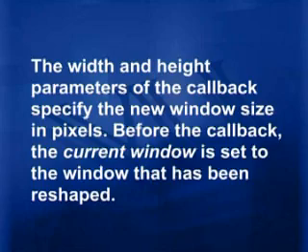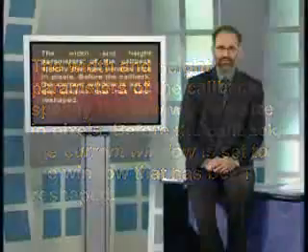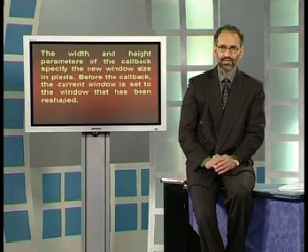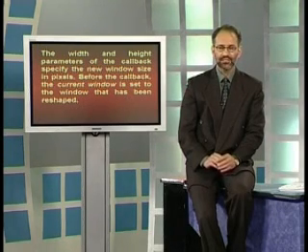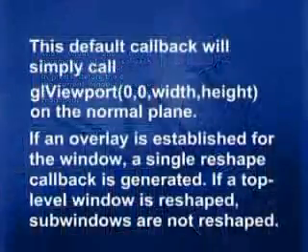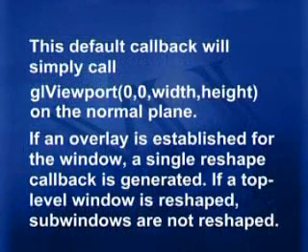So before the associated callback is made, current window जो है वो reshaped window पे set हो जाती है. According to the given integer values for height and width, जो resize हुई है window, reshape हुई है, that becomes the current window, and then the callback is made. And this default callback will simply call glViewport 0, 0, width, height on the normal plane. If an overlay is established for the window, a single reshape callback is generated.